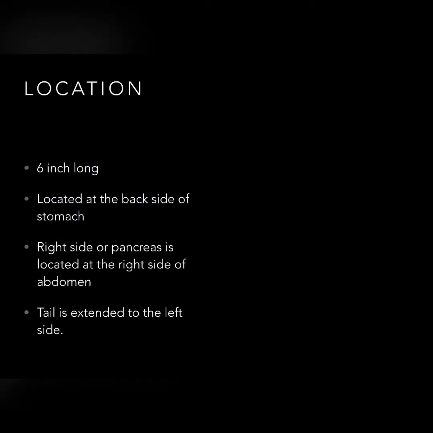The pancreas is about 6 inches long and located at the back side of the abdomen, or we say behind the stomach in simple words. The head of the pancreas is located at the right side of the abdomen, which connects to the first part of the small intestine, the duodenum, through a small tube which is called the pancreatic duct. And the tail extends to the left side of our body.